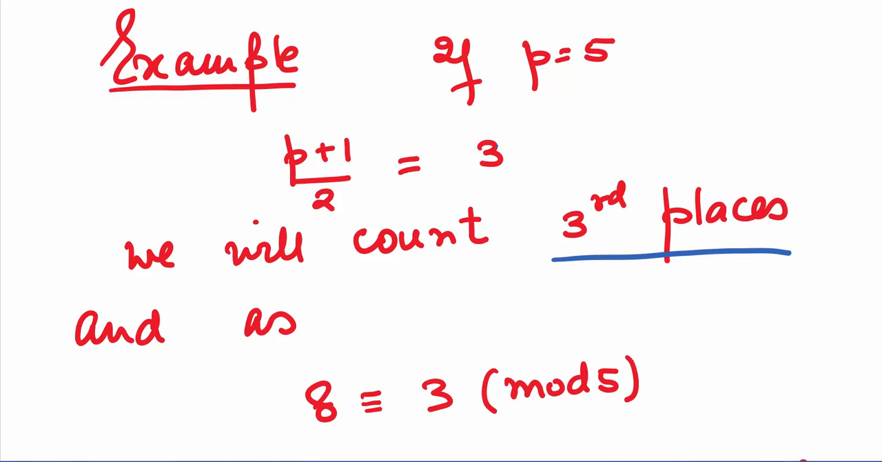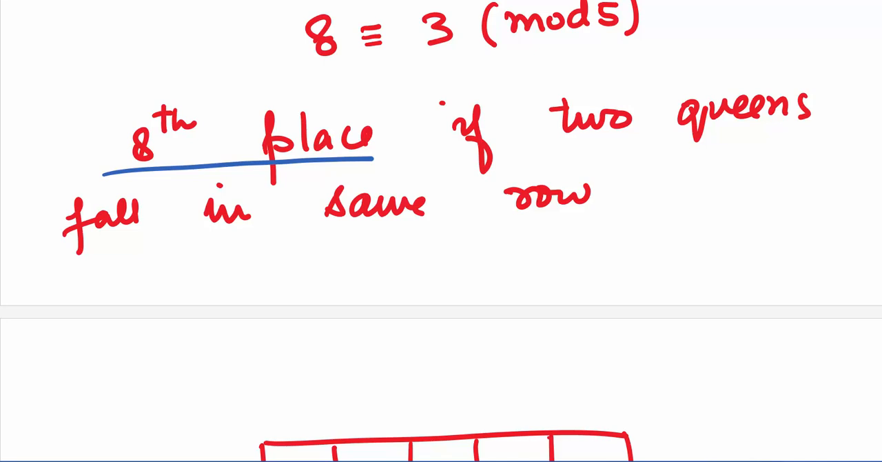What if our prime p is 5, which means that we have a 5 by 5 board. (p plus 1) by 2, you can see, will be nothing but 3. We will count the third place, and as 8 is congruent to 3 mod 5, we will take the 8th place if two queens fall in the same row.